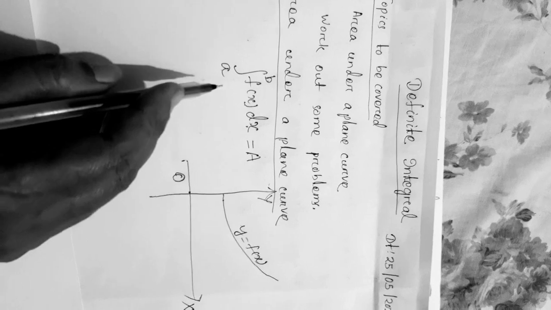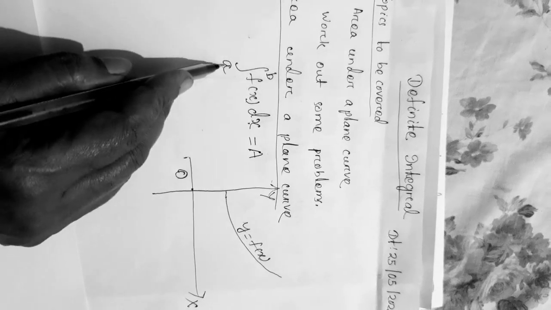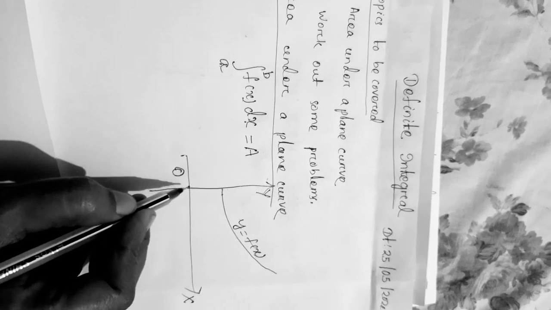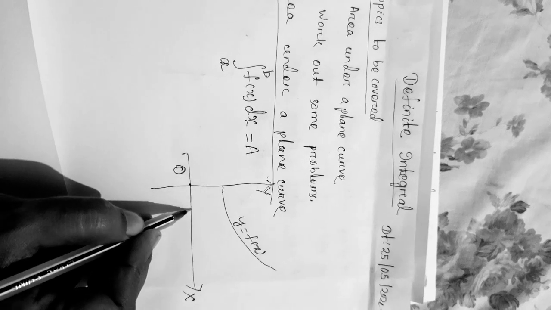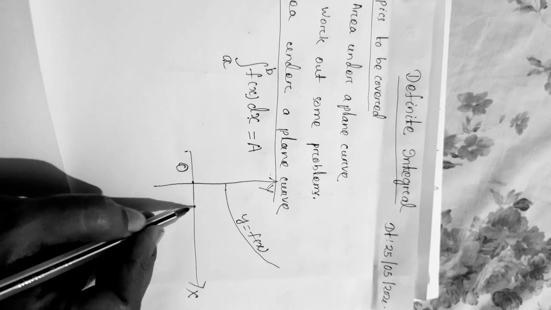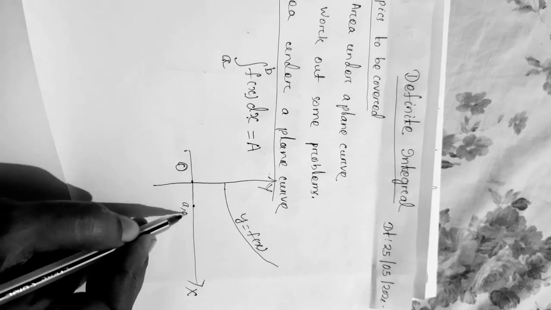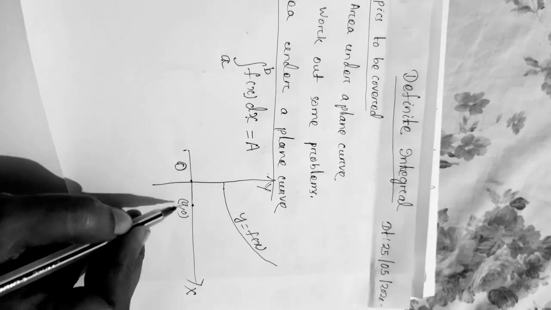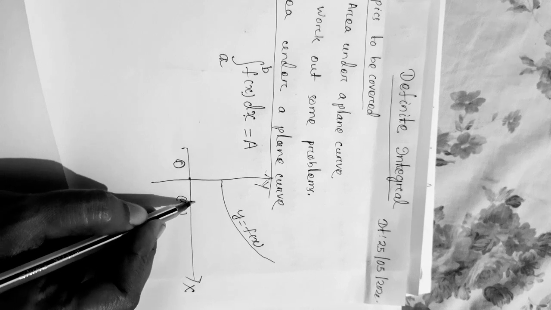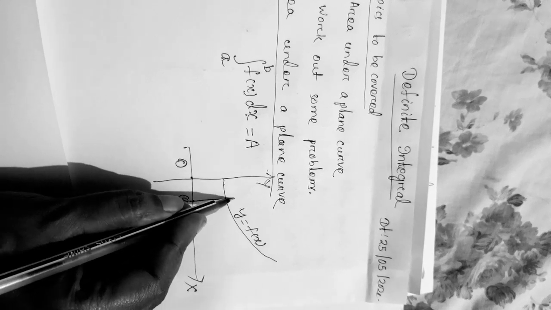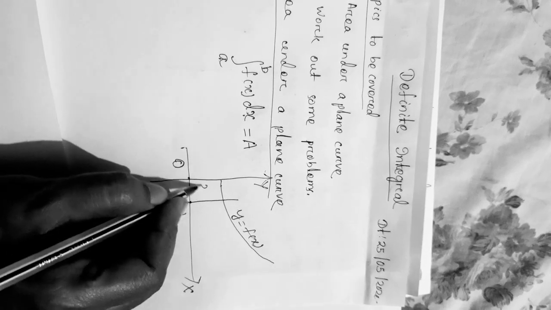Now draw the line x is equal to a. Suppose this length is a unit. Then what is the coordinate of this point? That is (a, 0). And the line through this point perpendicular to the x axis is like this. That is the line x is equal to a.